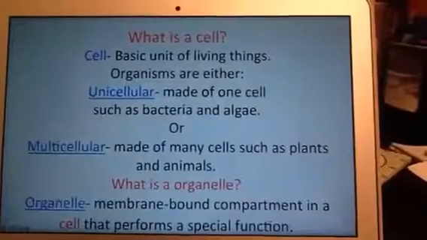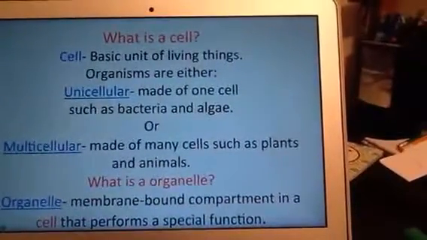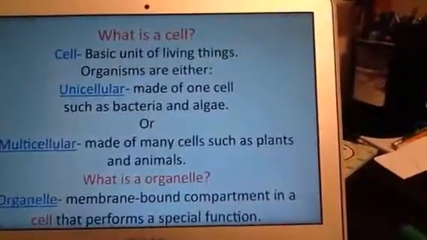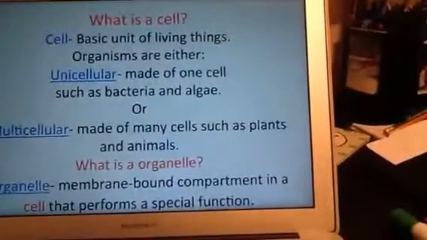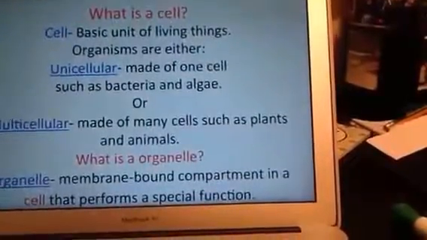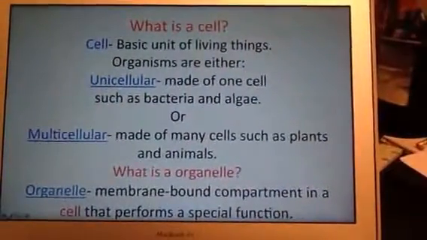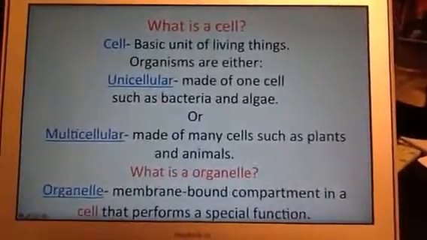Today we are going to work on cells. We are going to identify prokaryote cell organelles, name eukaryote cell organelles and their functions, and distinguish between prokaryote and eukaryote cells. And we are going to start with a very basic question: what is a cell?